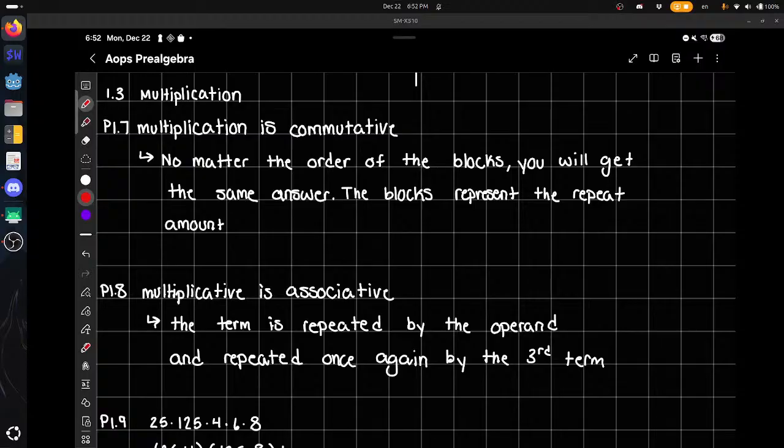This is not a proof that the commutative property works for all numbers, but our example does give a good idea of why. So this is called the commutative property of multiplication. Let's write that down.